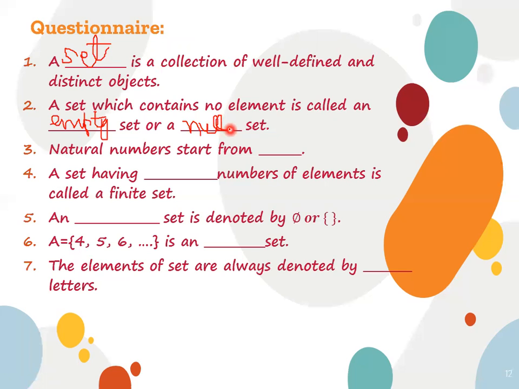Natural numbers start from dash. Natural numbers start from 1 and whole numbers start from 0. A set having dash number of elements is called a finite set. Any set which has finite, what will be the answer? A set which has a finite number of elements is called a finite set.